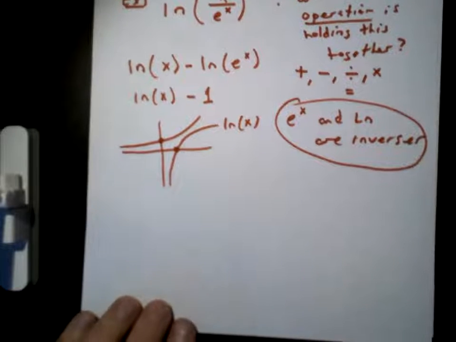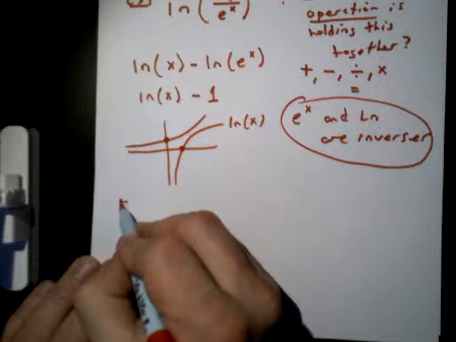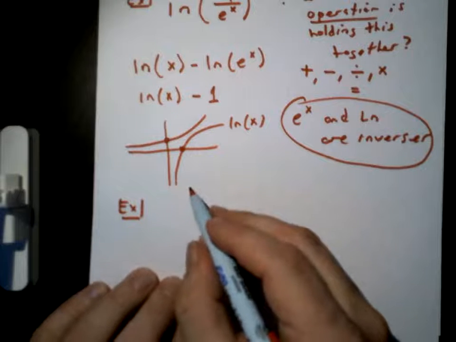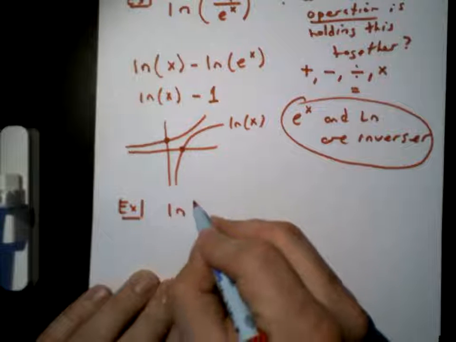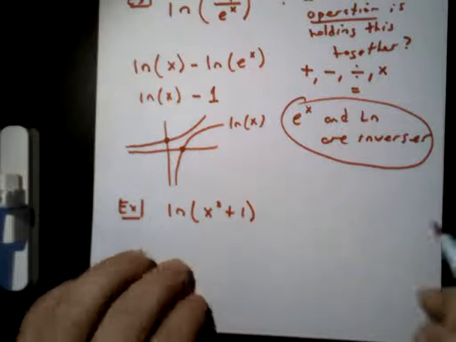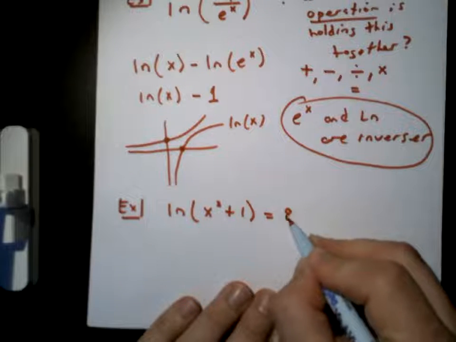Okay. And let's look at a couple more examples here. Why don't we do something kind of crazy here? So why don't we do ln of x to the third plus 1 equals 8.